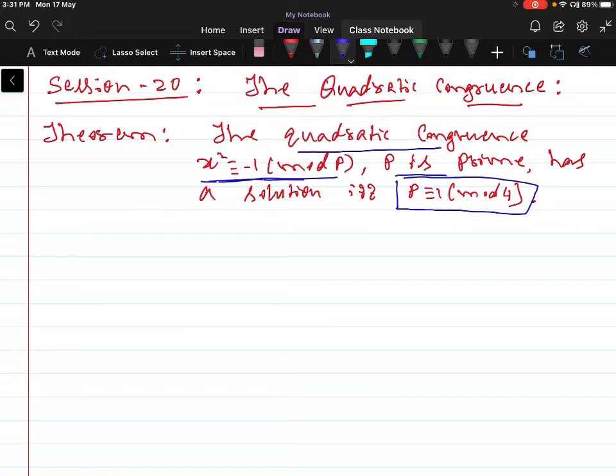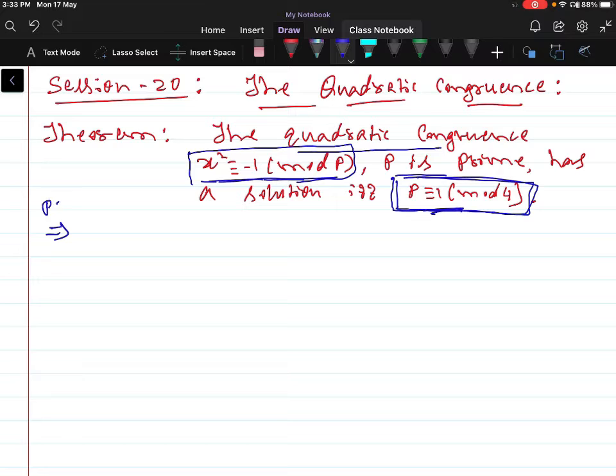The first part of the proof is the "if" part. If the quadratic congruence x squared is congruent to minus 1 modulo p, where p is a prime, has a solution, you have to prove that p is congruent to 1 modulo 4. Conversely, suppose p is congruent to 1 modulo 4; then you have to prove that the quadratic congruence has a solution. So we'll move to the proof of the theorem.